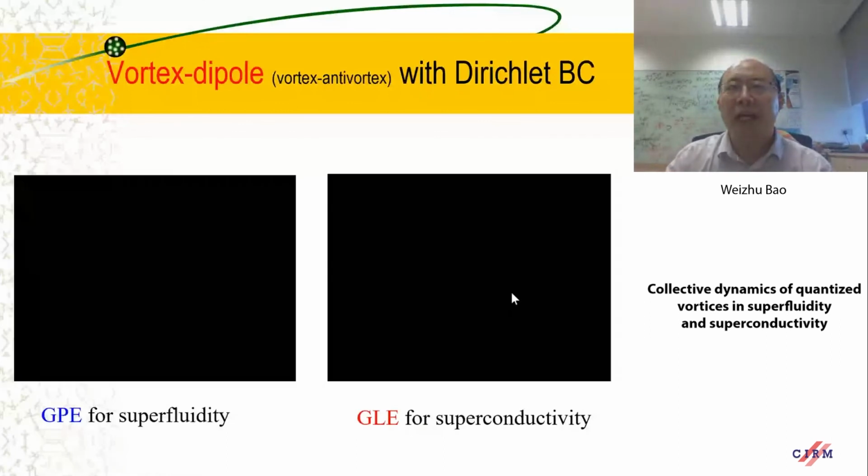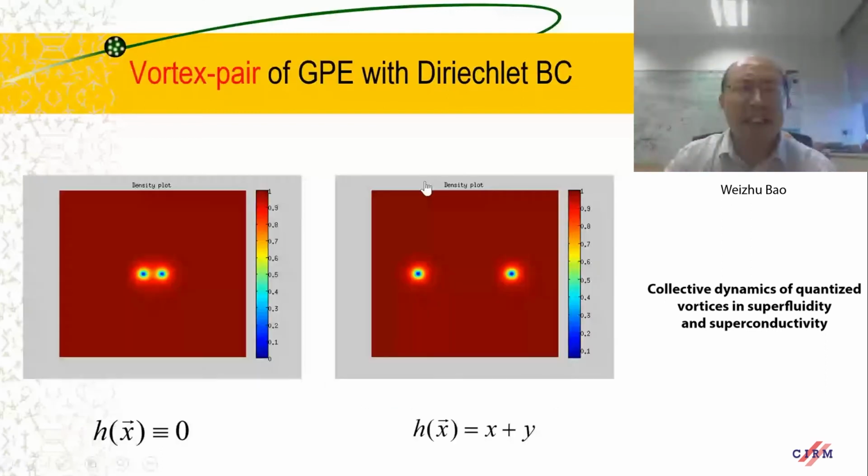I skip this. I also show the vortex pair for the Gross-Pitaevskii equation with Dirichlet boundary condition. Here is no initial impinging, and here I have impinging, like h equal x plus y. This impinging will affect the dynamics. I can skip this one.